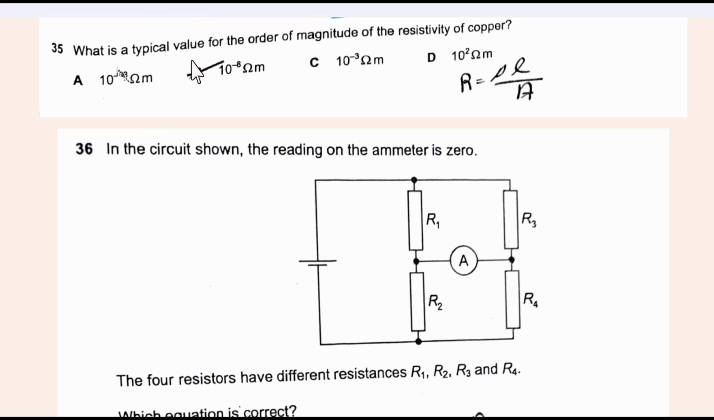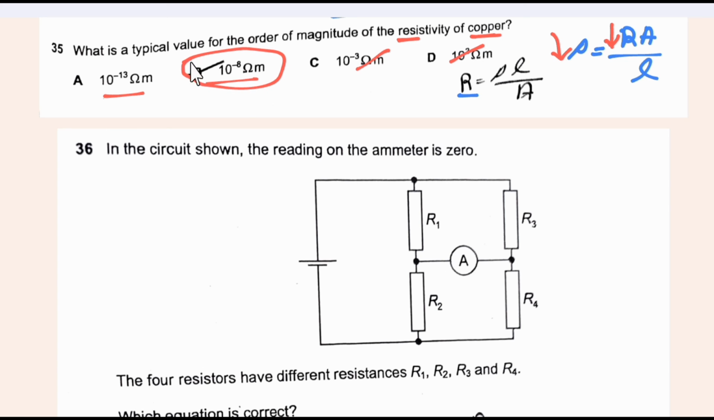Number 35. What is a typical value for the order of magnitude of resistivity of the copper wire? So we know that resistance is equal to resistivity into length by cross-sectional area. So resistivity would be resistance into cross-sectional area by length, and since copper is a good conductor, its resistance is obviously less. Since its resistance is less, its resistivity must be less. So we remove the highest value, and for the two least values you have to remember that the resistivity value comes within 10 to the power negative 8. So the answer should be B.